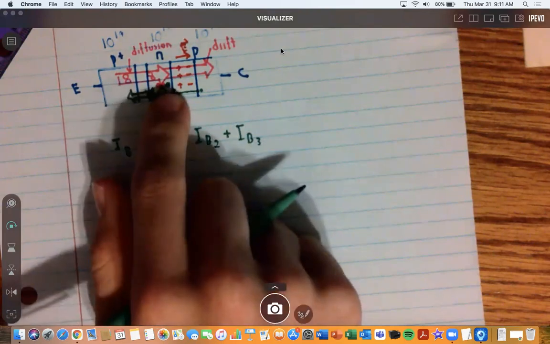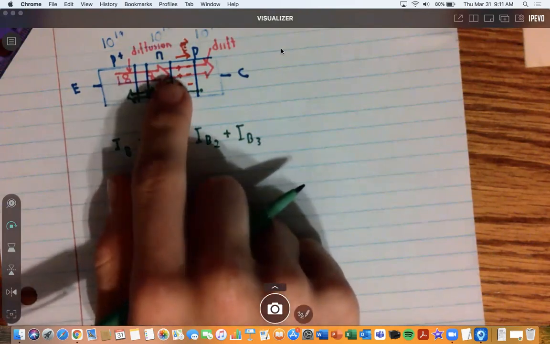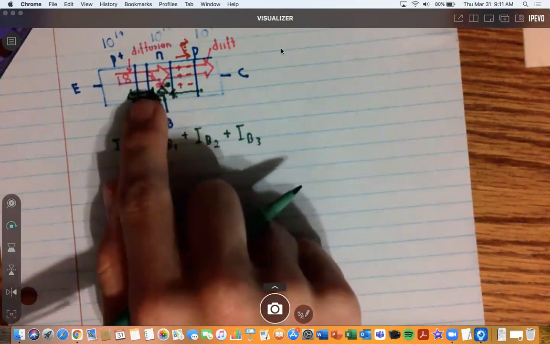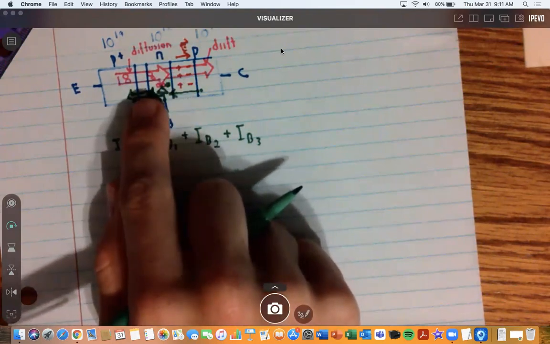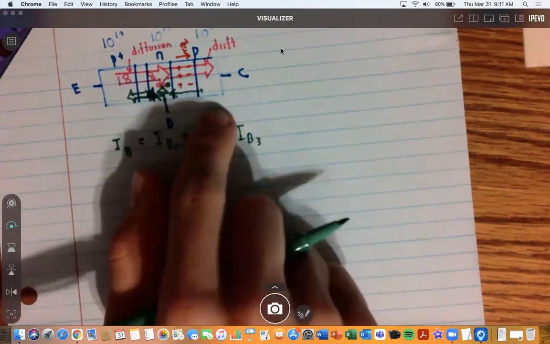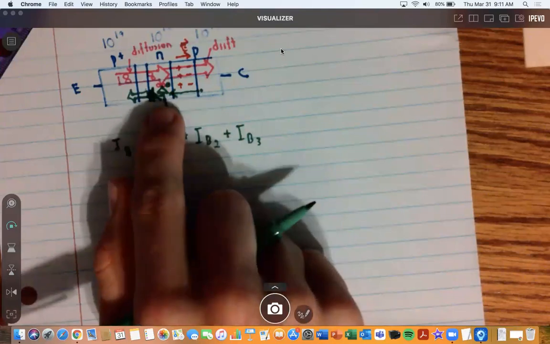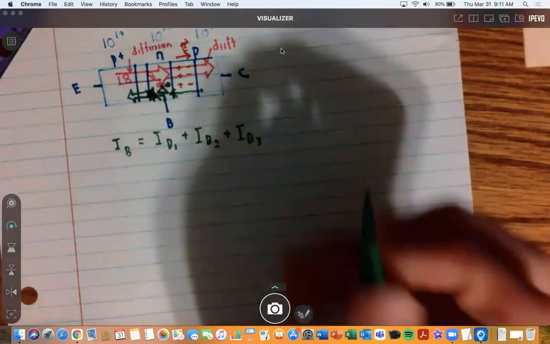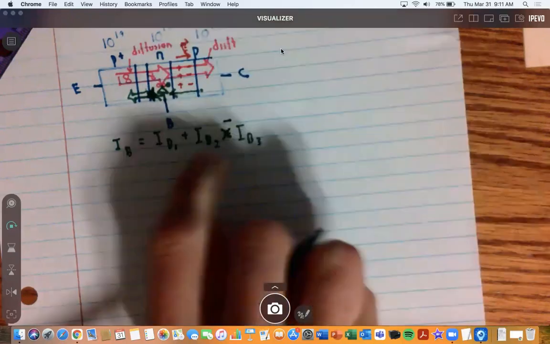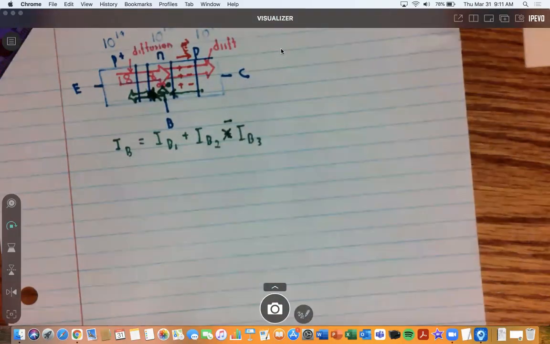But you'll see that the current that's going to the recombination current is going out from the base. The current that's due to diffusion is going out from the base, but the current that's coming into the base is the one due to the leakage current. And so this one's actually a minus here. So what you need to represent this with is a minus sign, so minus IB3.